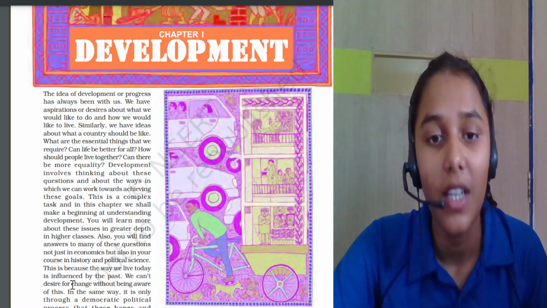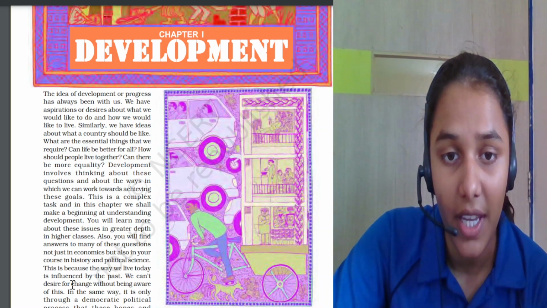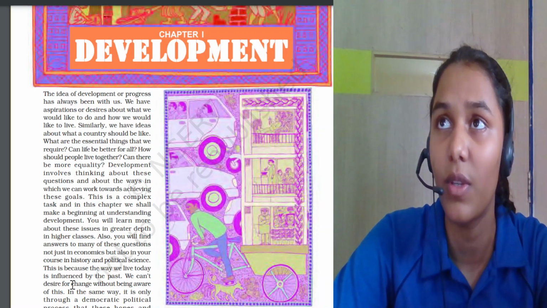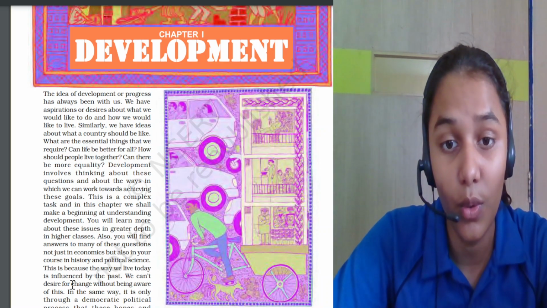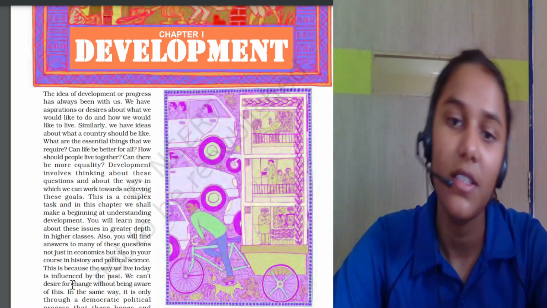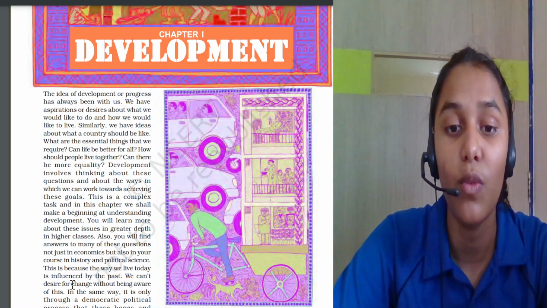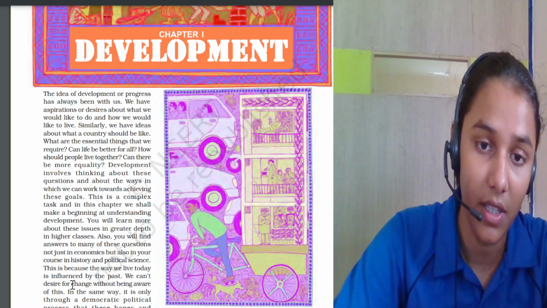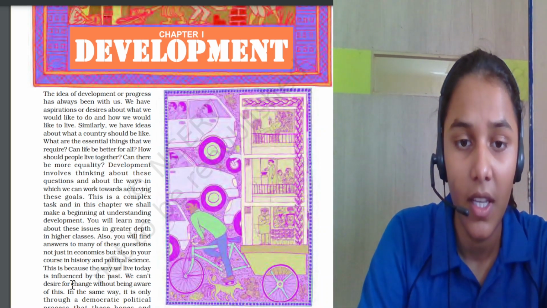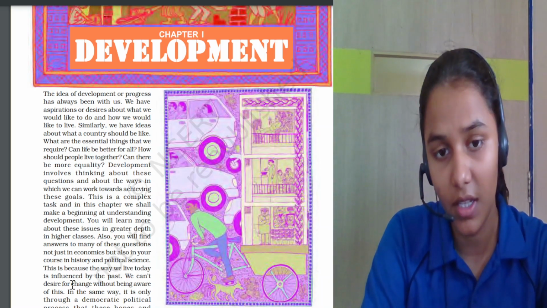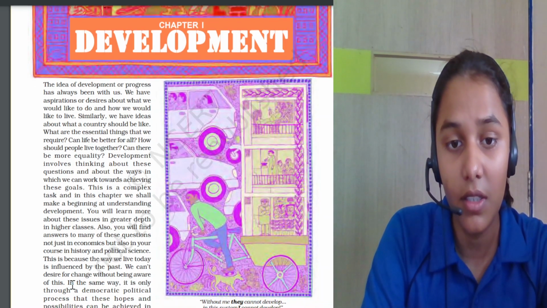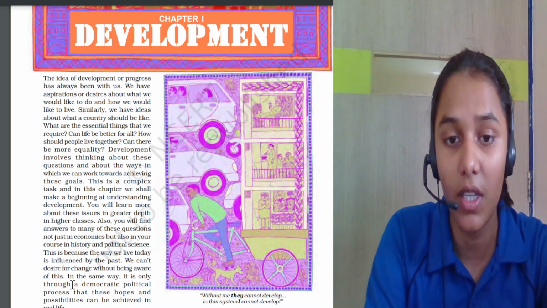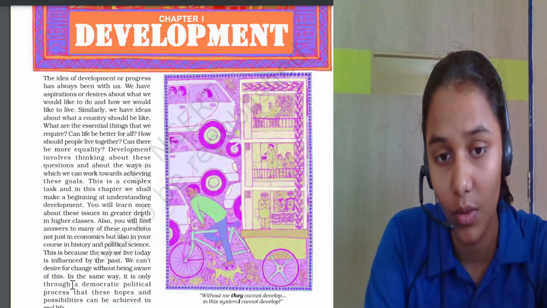Now, the idea of development or progress has always been with us. We have aspirations or desires about what we would like to do and how we would like to live. Similarly, we have ideas about what a country should be like. What are the essential things that we require? Can life be better for all? How should people live together? Can there be more equality? Development involves thinking about these questions and the ways in which we can work towards achieving these goals.